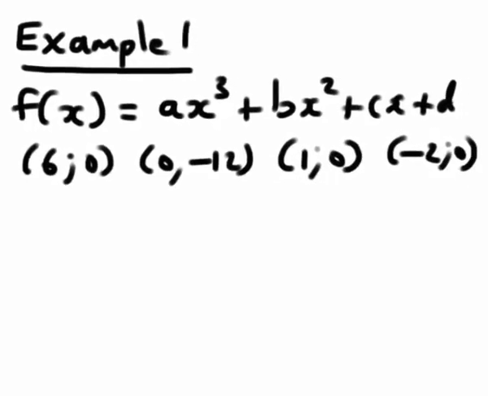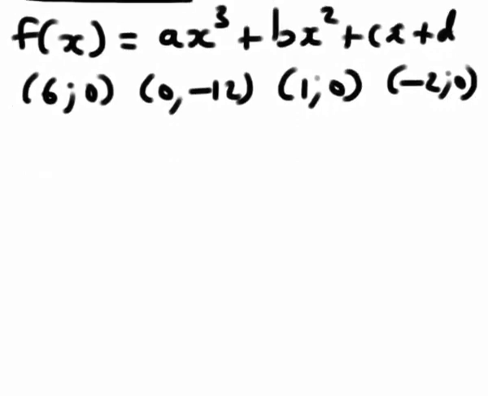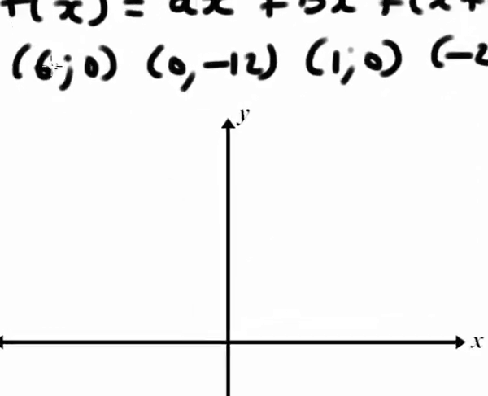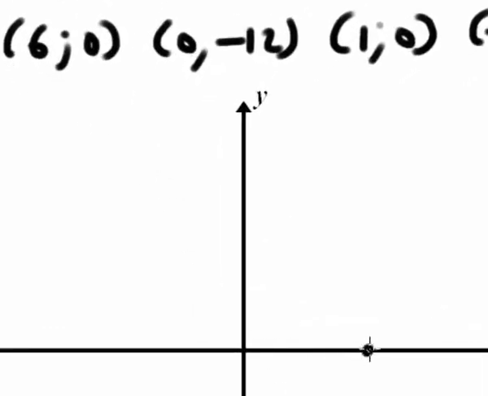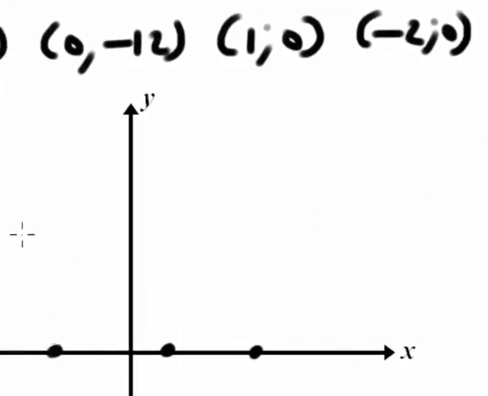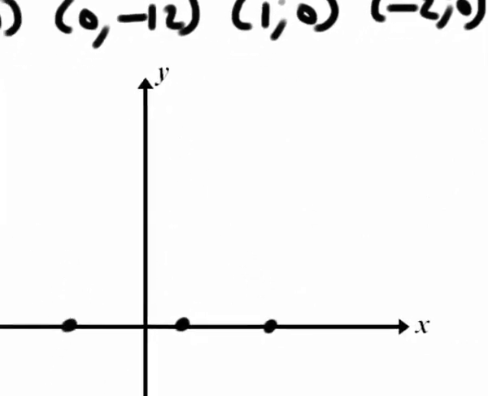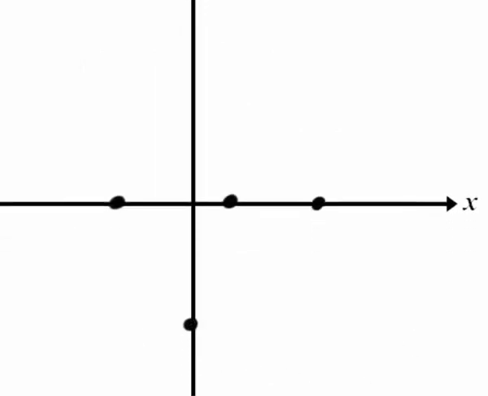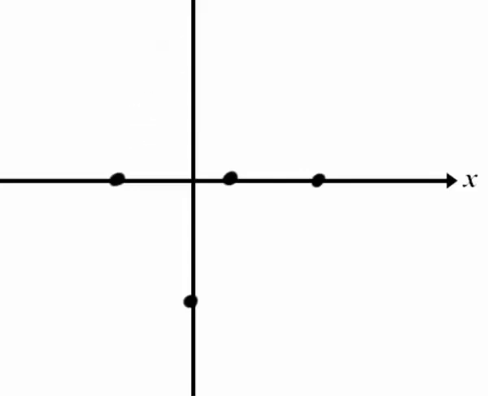Now, if you think about this, let me show you something here. If I bring in a set of axes, let's just see what this graph looks like. It's cutting at (6, 0), so that's an x-intercept. At (1, 0), it cuts, and then also at -2. And then it has a y-intercept at (0, -12).